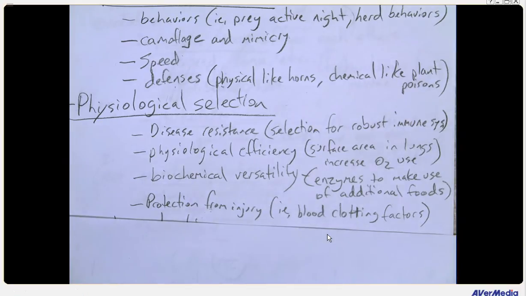Physiological efficiency, things like the surface area in your lungs are increased for more oxygen use. As we'll talk about later, there's these little grape-like clusters called alveoli that are able to do that. Biochemical versatility, enzymes are able to make use of additional foods, like we're able to break down lactose as a result of lactase still functioning in adults and mammals like us. Protection from injury, for example, blood clotting factors, able to prevent you from bleeding to death from a cut. All right, back to our notes.